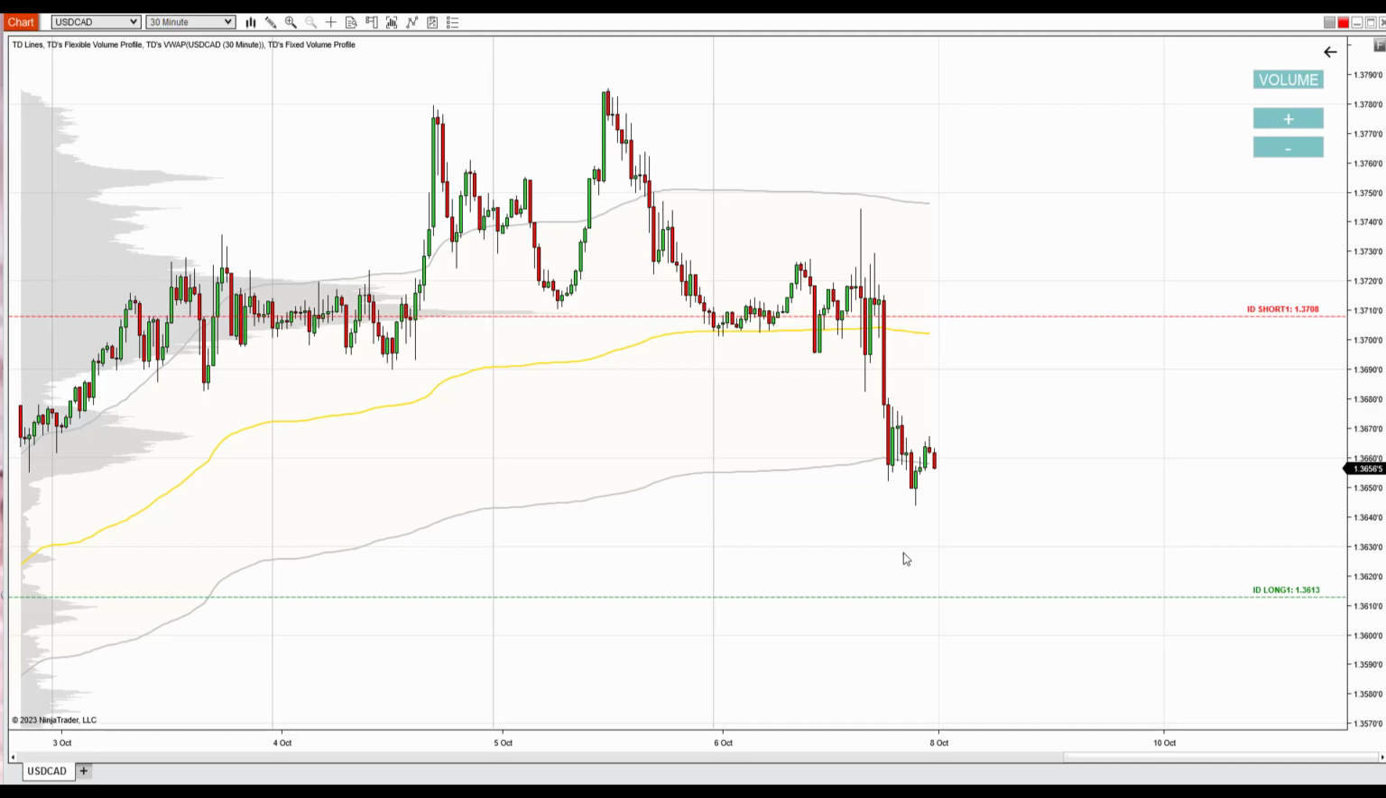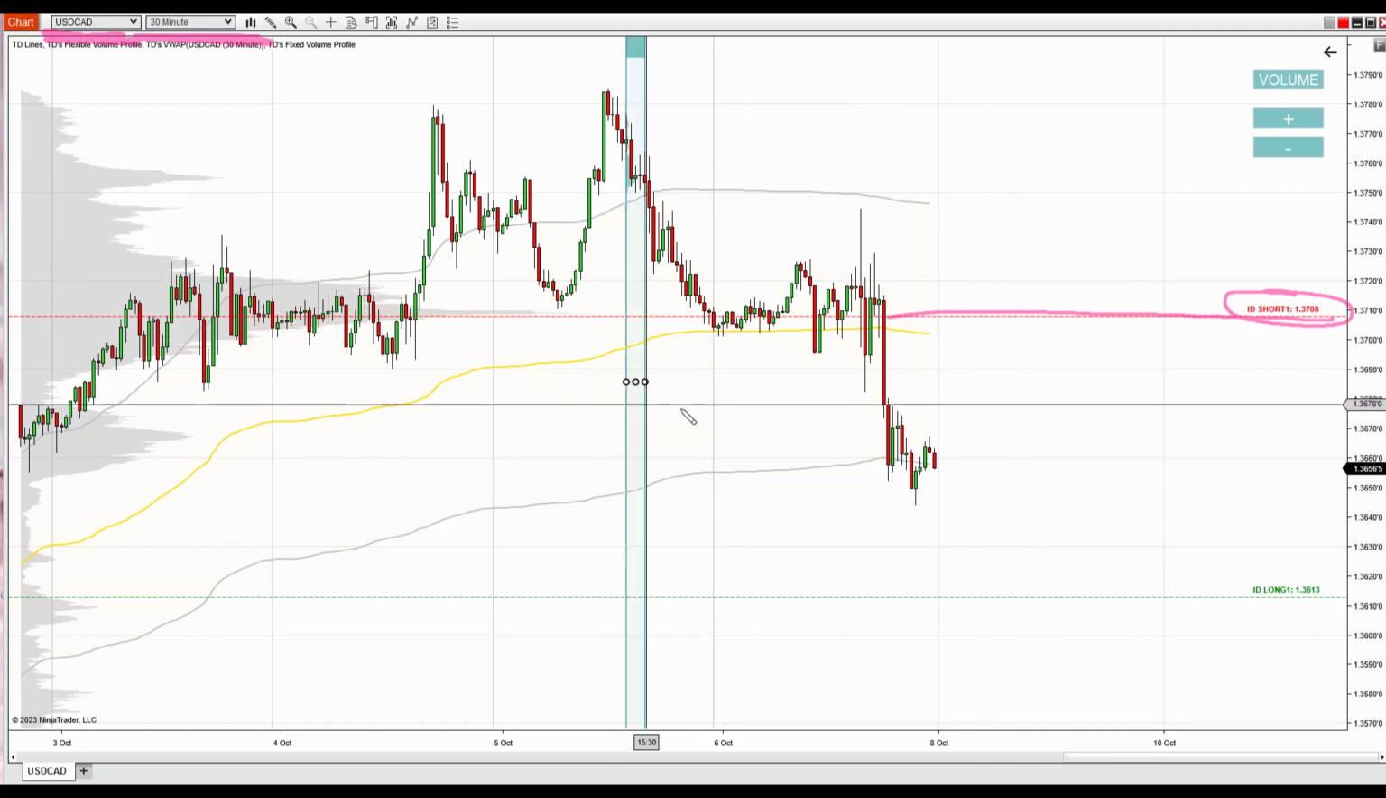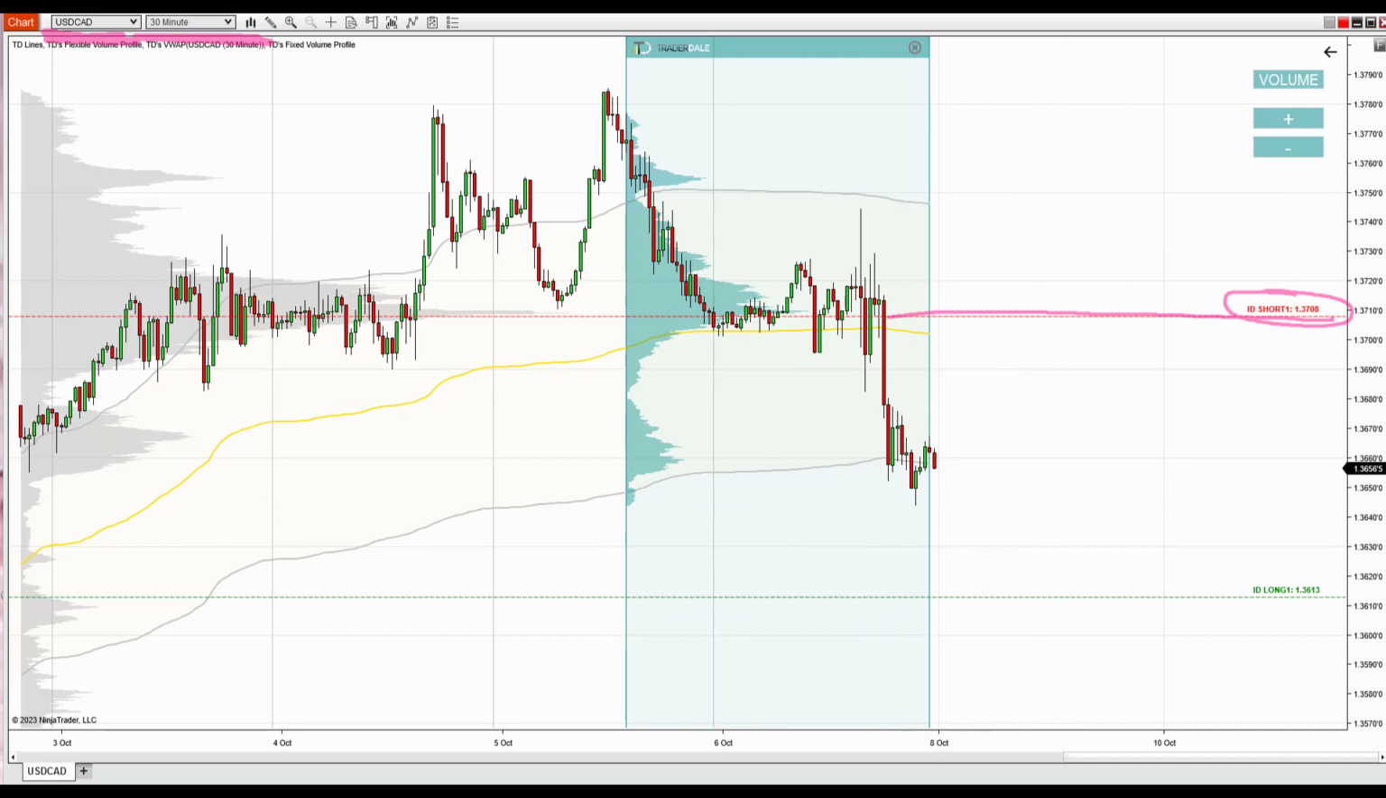What you see before you is NinjaTrader 8 platform with my custom-made volume profile and VWAP indicators. And the chart which you see before you is US dollar, Canadian dollar, 30-minute time frame. And in here, there's a newly formed resistance, which I want to show you. The resistance is in here at 1.3708. Let me use my flexible volume profile to show you the reasoning behind this resistance.